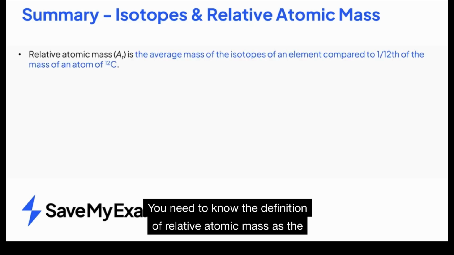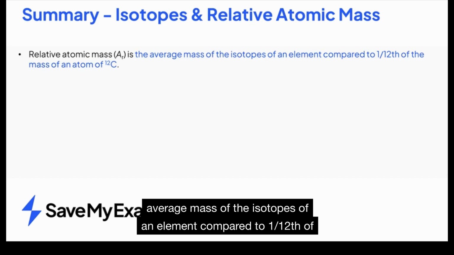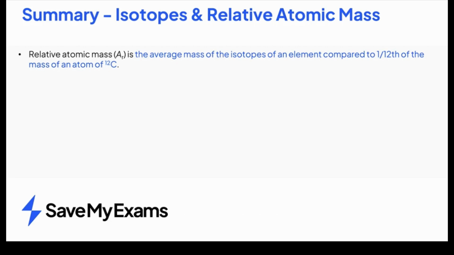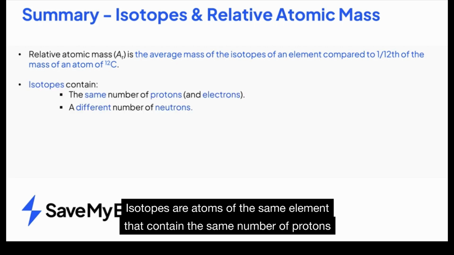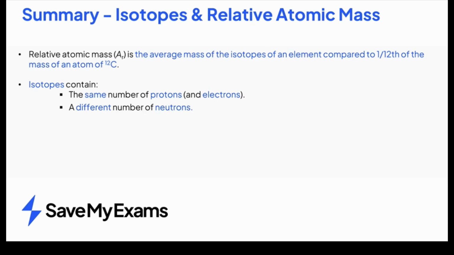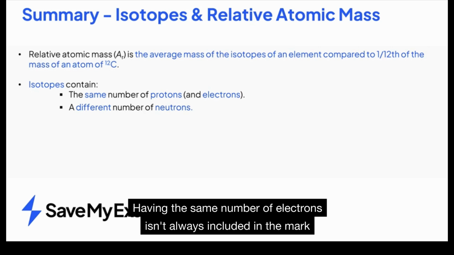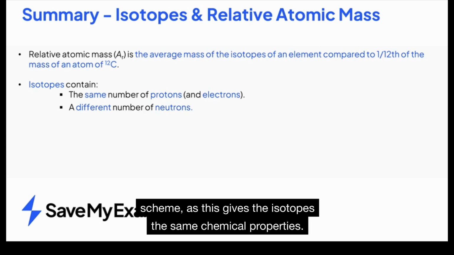You need to know the definition of relative atomic mass as the average mass of the isotopes of an element compared to 1/12 of the mass of an atom of carbon-12. Isotopes are atoms of the same element that contain the same number of protons but a different number of neutrons. Having the same number of electrons isn't always included in the mark scheme, as this gives the isotopes the same chemical properties.